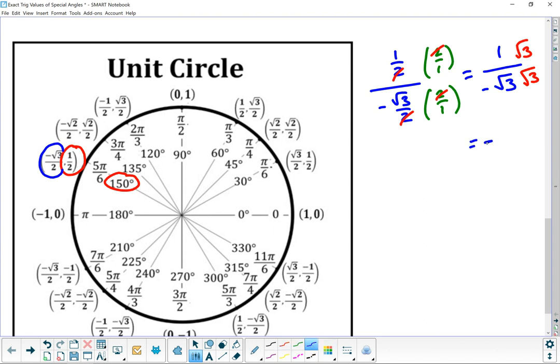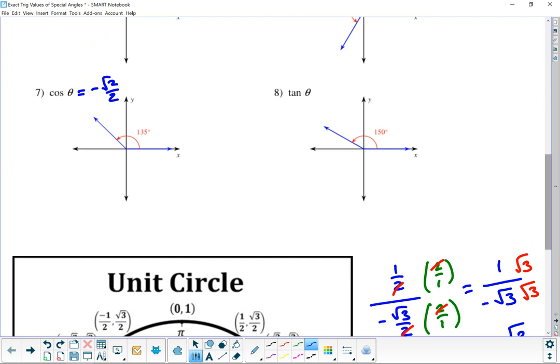So that's going to give me negative, because a positive on top divided by a negative on the bottom is going to give me a negative. And then on the bottom, radical 3 times radical 3 is radical 9. And then 1 times radical 3 is 1 radical 3. Then we can tidy this up a bit. We don't need to have the 1 there, so it's just radical 3, and you still have the negative in front. And radical 9, or the square root of 9, is just 3. So your answer is negative radical 3 over 3. That is the tangent of 150 degrees: negative radical 3 over 3.